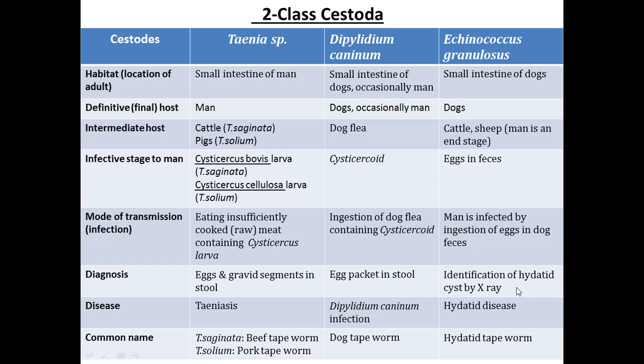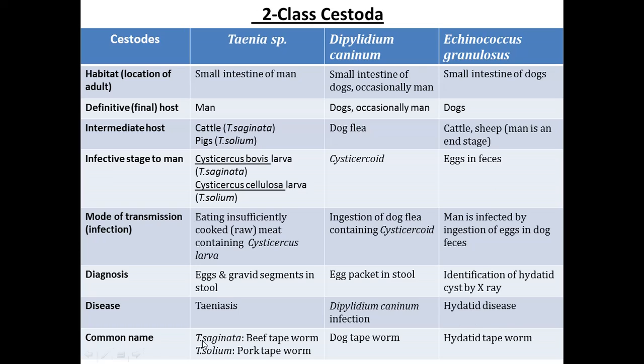Okay. The hydatid cyst is formed mainly inside the liver or lungs of the intermediate hosts, whether cattle, sheep or man. So we can diagnose man by identification of the hydatid cyst by X-ray. That's why the disease of Echinococcus granulosus is called hydatid disease.